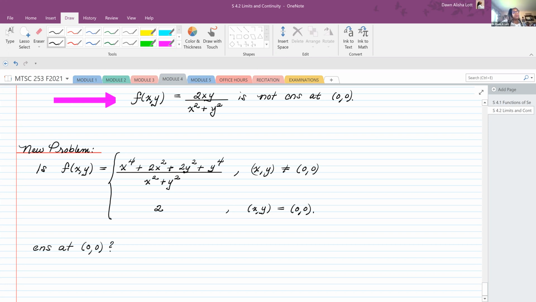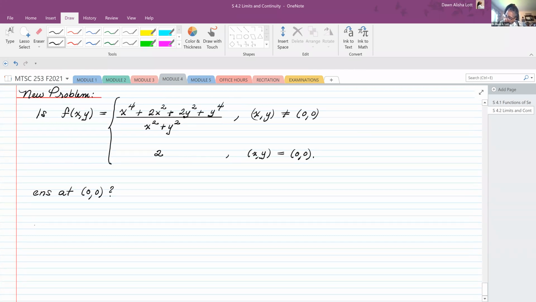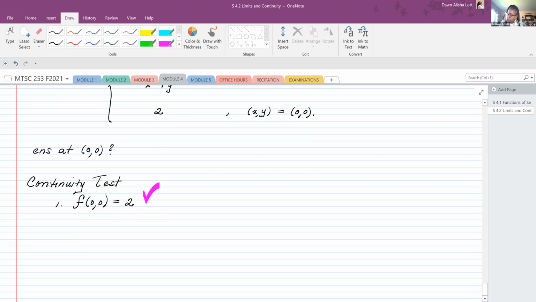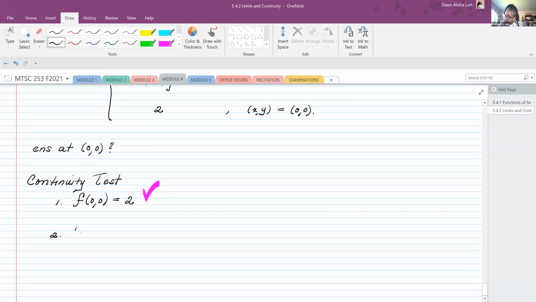Okay, so now we've got to do the continuity test. Number one, f of (0, 0) is defined to be 2, so that checks. Now we need to find the limit as (x, y) approaches (0, 0) of my function f of x, y. So we've got to find this.